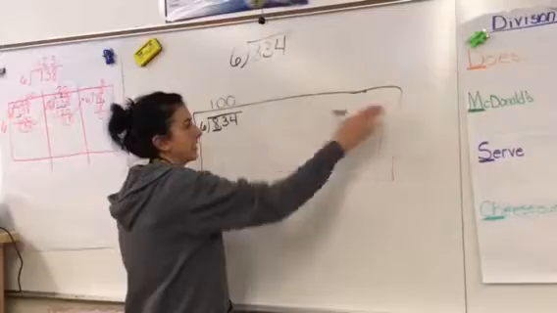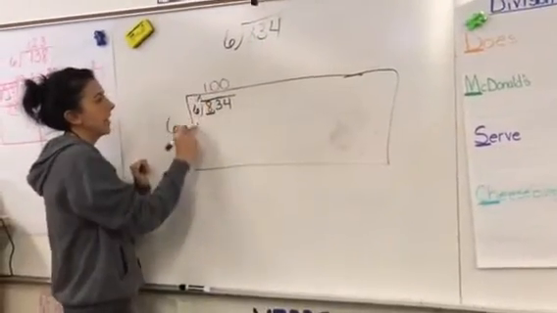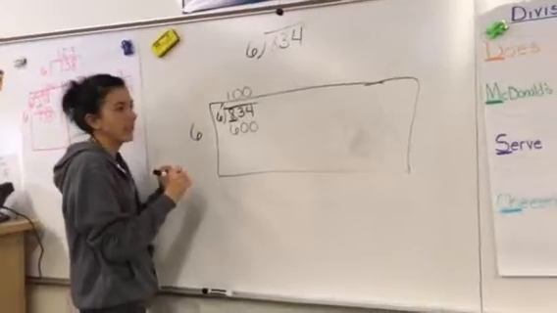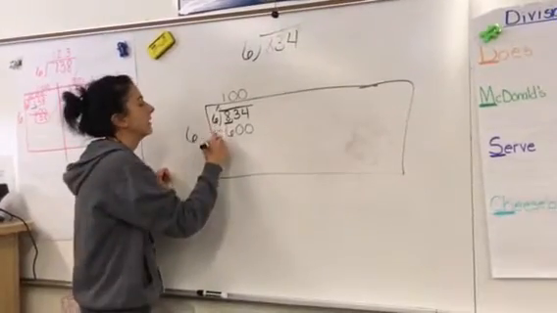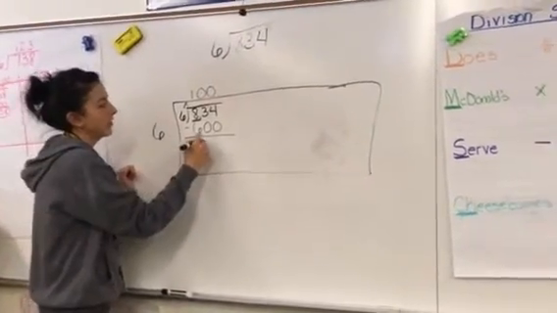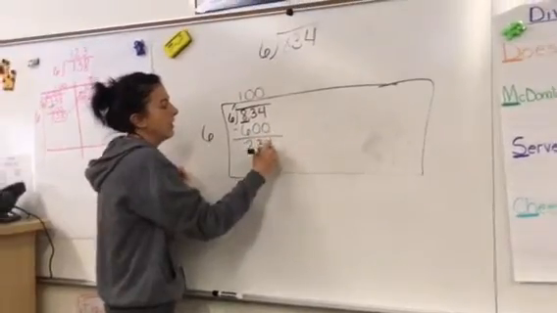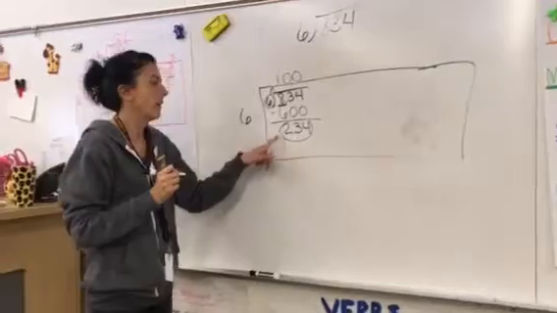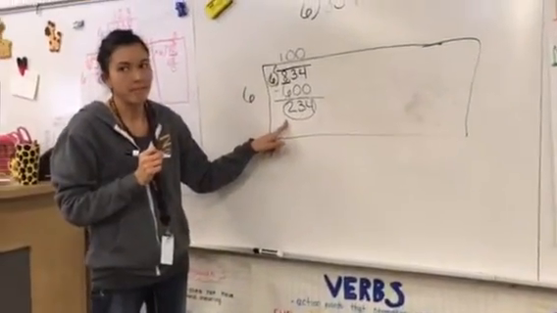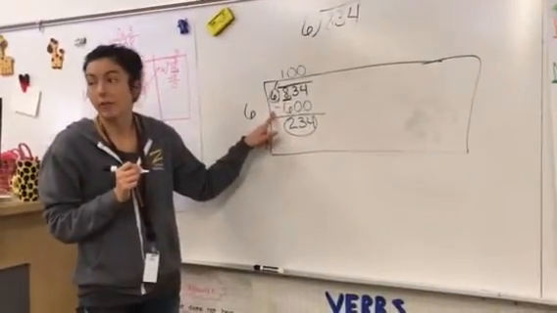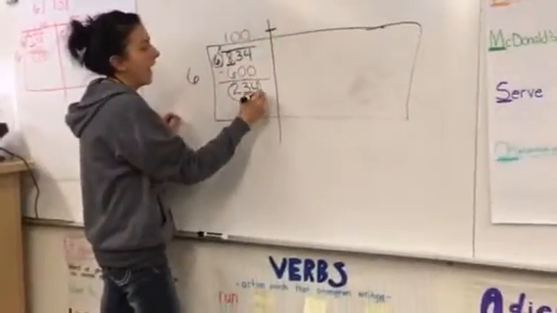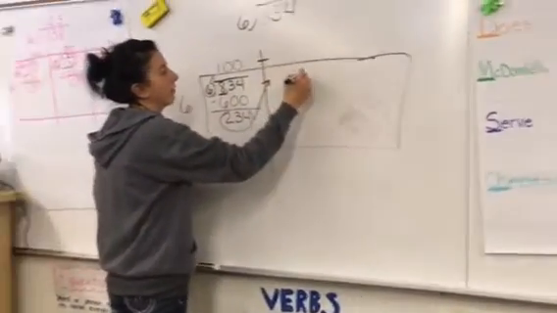Now I'm going to do my next step of multiply. 6 times 1 is 6, with my 2 zeros is 600. Next comes subtract. When I subtract, I get 234. My last step is to check. If I check, 234 pieces of candy, I can still keep dividing them among those 6 friends. So I'm going to put a line and move this 234 right up here.